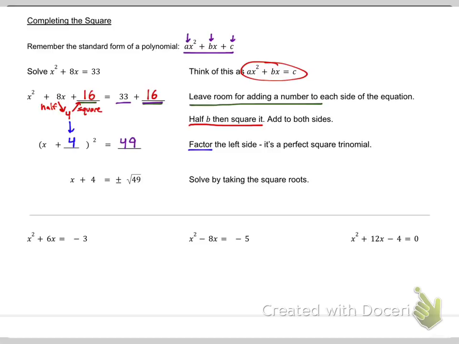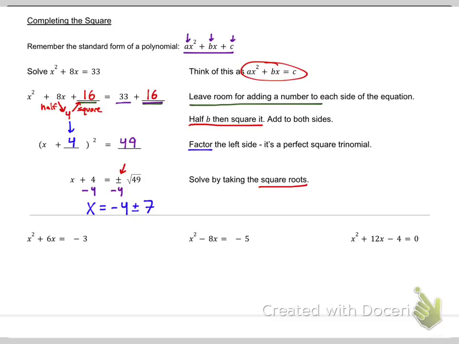So let's take the square root of both sides. You get x plus 4 equals plus or minus the square root of 49. Well, you know that the square root of 49 is 7. So in a second I'm going to replace the square root of 49 with 7. However, we need to get x by itself. So let's subtract 4 from both sides. And when you do that, you get x equals negative 4 plus or minus 7, which is the square root of 49.